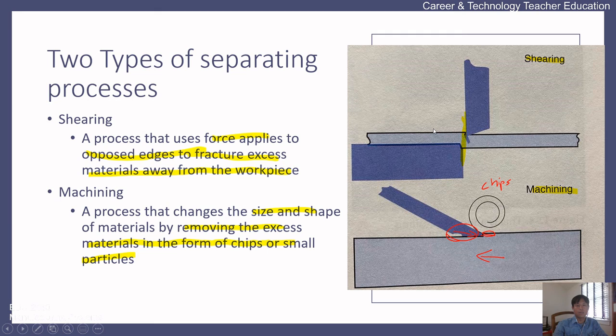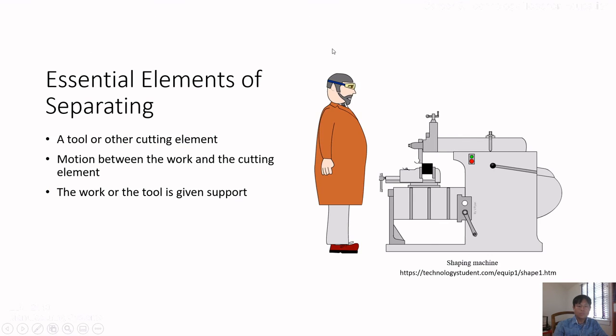So yeah, these are the two types of separating processes in manufacturing: shearing and machining. And there are three basic elements of separating. I brought this example from this website. This is an example of a shaping machine. In this example, there should be a tool or other cutting element.